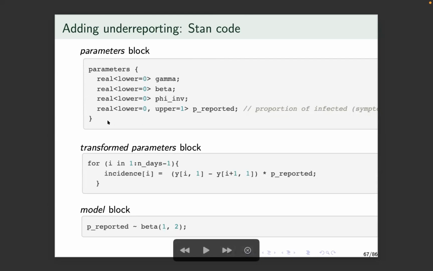So this is a different block in the Stan code. You can see that we add a new parameter P reported that we constrain to be between 0 and 1 because it's a probability. And then we just need to change the transformed parameters block. So we just multiply the incidence we computed previously by this new parameter P reported. And then the last part is just to add a prior to P reported. And we add a beta(1, 2) prior, which just means that we're very uncertain about the value of this parameter, but we just know that it shouldn't be too close to 1. So this is how you add such parameters to a Stan model.